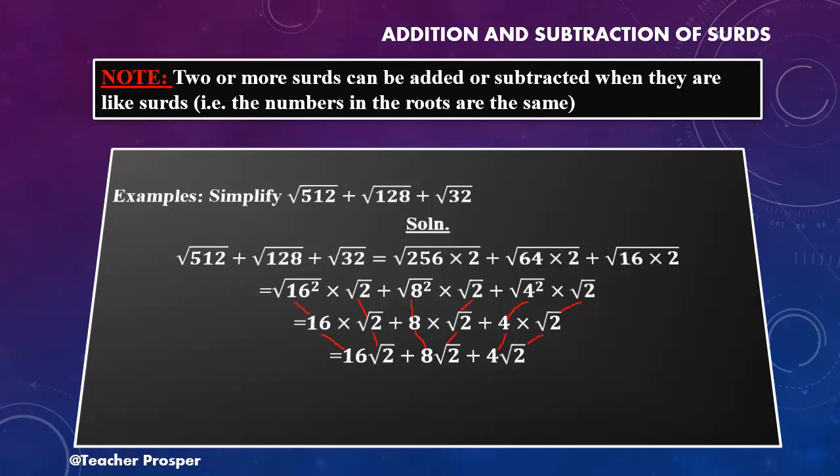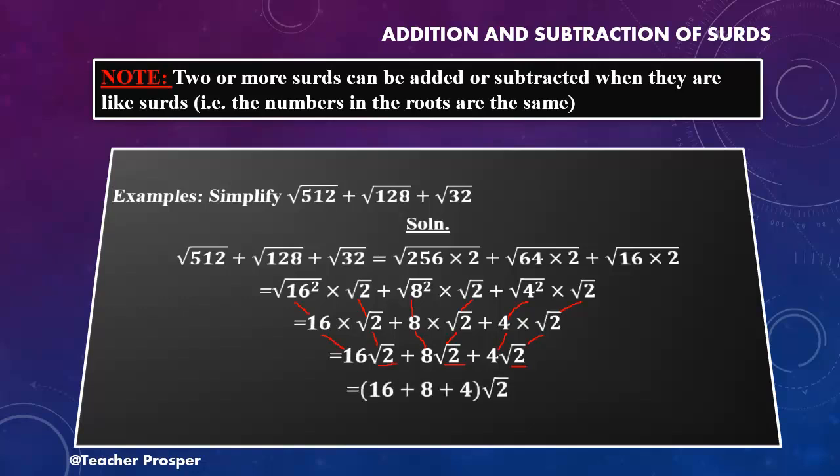Now we have succeeded in making the surds become like surds. We have succeeded in doing that because the numbers in the root are now the same. You see root 2, you see root 2, you see root 2. So these have become like surds. Now, since they are like surds, we can now add them. So we add them because root 2 is common in all the three terms. Root 2 is here, root 2 is here, root 2 is here. We'll factorize root 2 out.